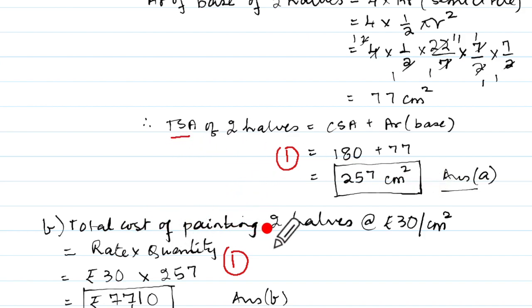And then the total cost of painting the halves at this rate will be rate multiplied by quantity. It's a simple mathematics. Multiply 30 into 257 and that will be 0 here. 3 sevens 21, carry 2, 3 fives 15 and 2 17, carry 1, 3 twos 6 and 1 7, and this is our answer. Now check out for yourself which statements were missing and do you think the examiner will cut your mark? Give yourself marks accordingly. This was a 4-mark question.